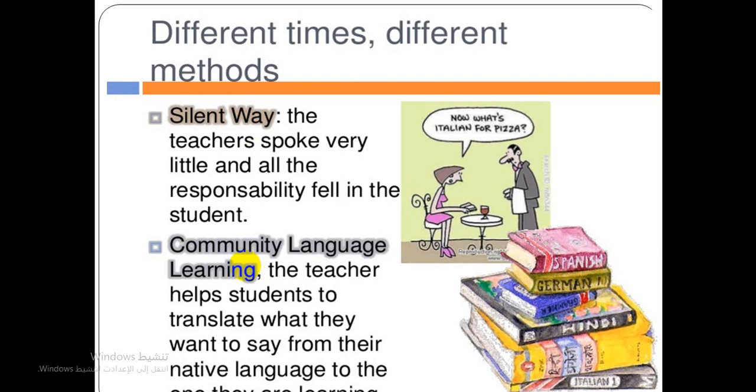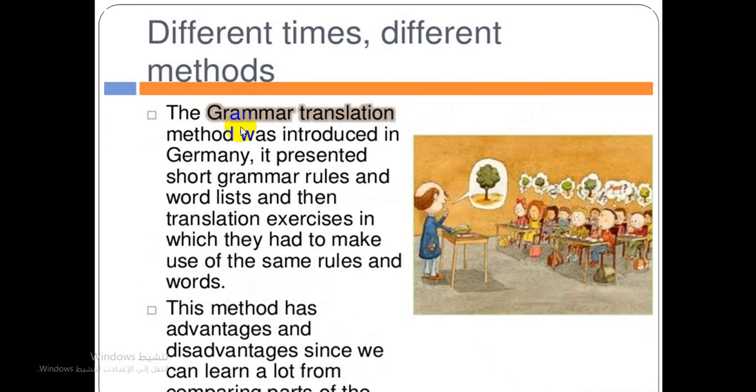Also here we have the grammar translation method, which was first named as such in Germany in the 17th, 18th century. It introduced the idea of presenting students with short grammar rules and word lists, and then translation exercises in which they had to make use of the same rules and words.